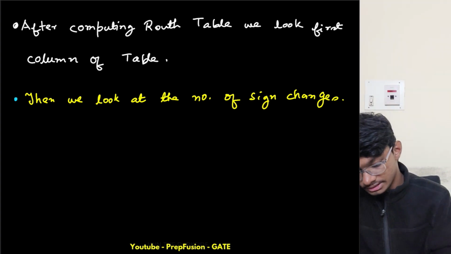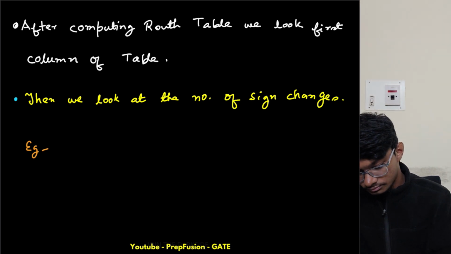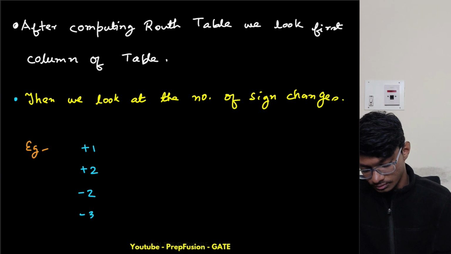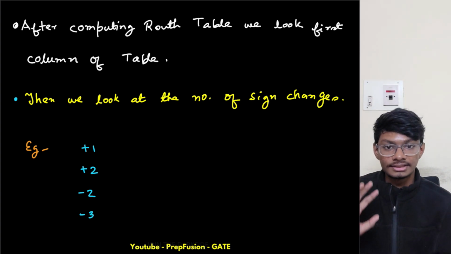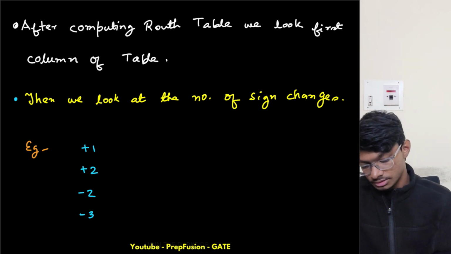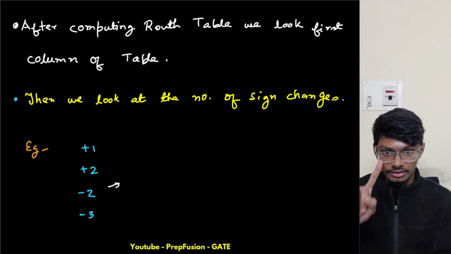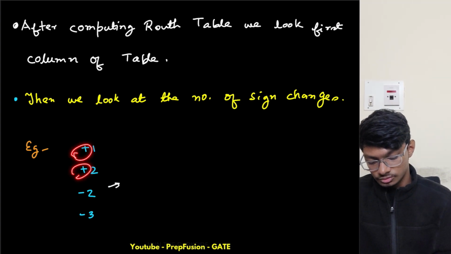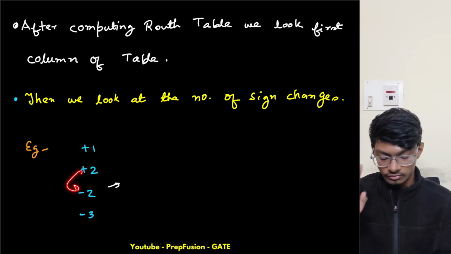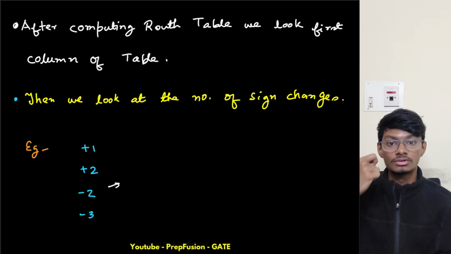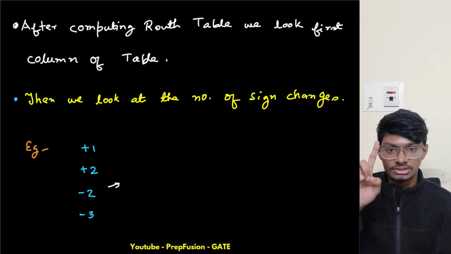So let's say I take an example where this is my first column, sorry, not the first row. Plus 1, then I get -2, then again I get -3. So how many sign changes are there in this first column of the Routh table? What I can observe from here is the number of sign changes is only 1, right? Why? Going from here to here, this is positive, no sign change. Going from here to here, positive to negative, so this is 1 sign change. Then going from here to here there is no sign change, because this is negative and still negative. So the total number of sign changes is 1.